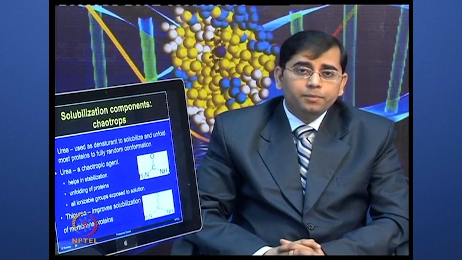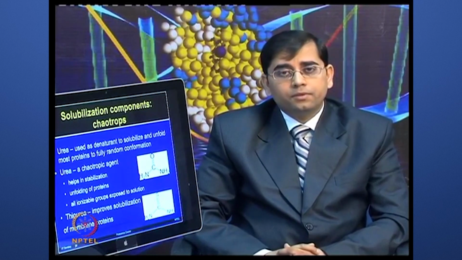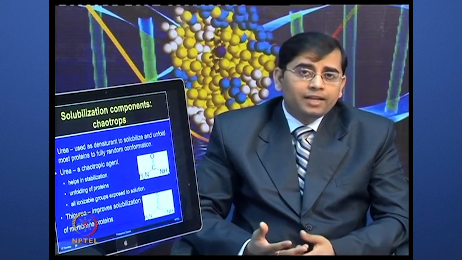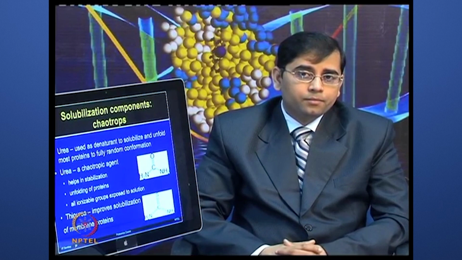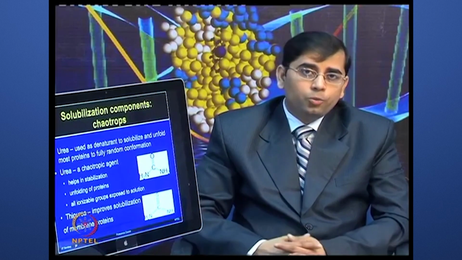Let us discuss the different components used in solubilization one by one. First of all, let us talk about chaotropes, urea and thiourea. Urea is used as a denaturant, which can solubilize and unfold most proteins to fully random conformations. Urea is a chaotropic agent, which helps in unfolding proteins, so that all the ionizable groups are exposed to the solution. Thiourea improves solubilization of membrane proteins more specifically. Mostly, urea and thiourea are mixed together during the solubilization step.